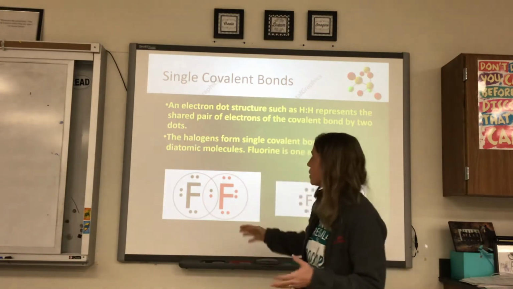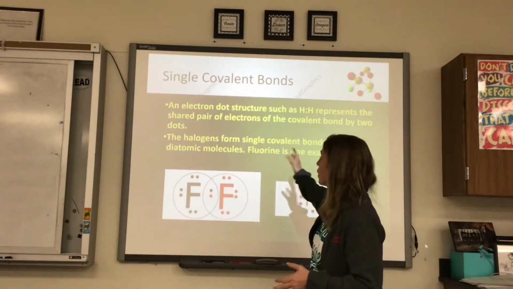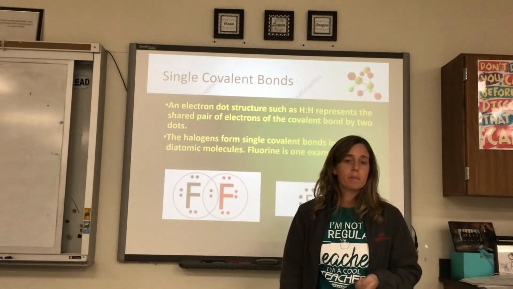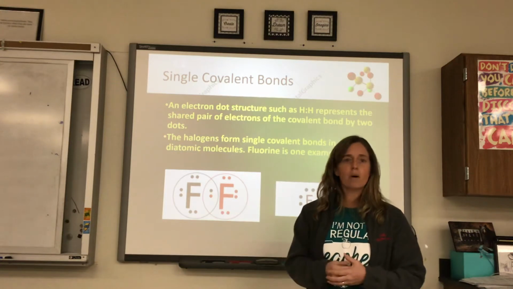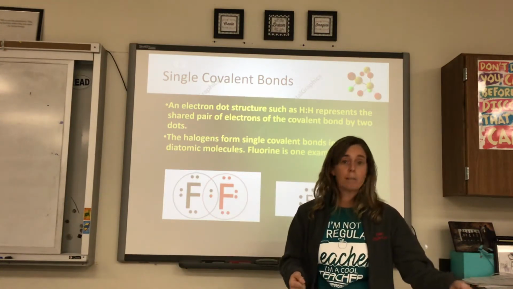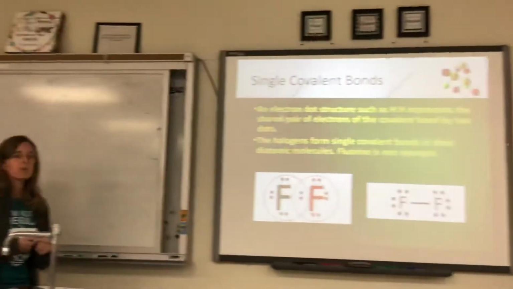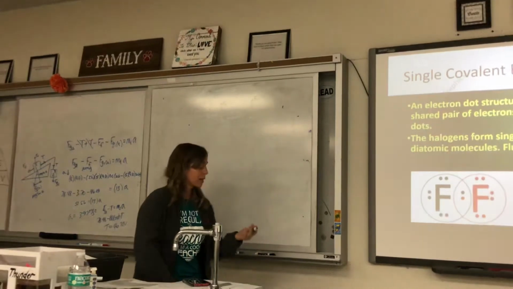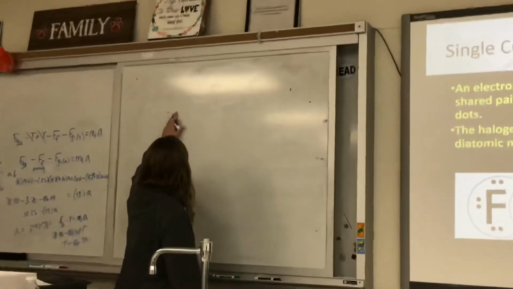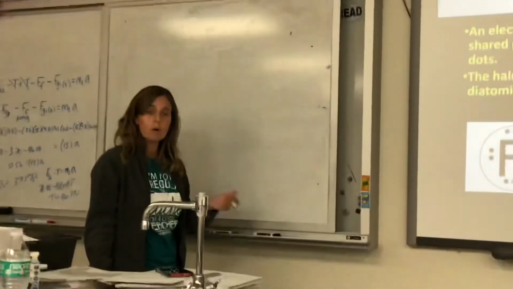We're going to talk a little bit about electron dot structures, okay? When you have the halogens, they form single covalent bonds. In this next part we're going to be looking at covalent bonding, kind of like we did with ionic bonding. When we deal with covalent bonding, we're dealing with certain elements, okay? For a single covalent bond, say for example you've got column 17, which are all your halogens.